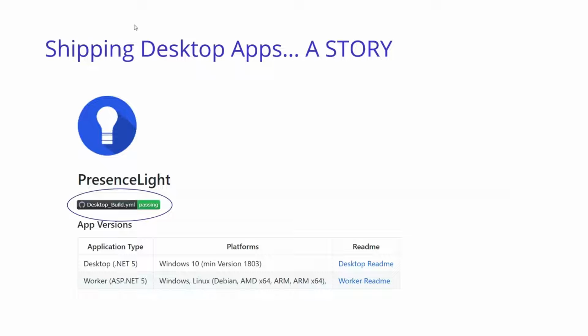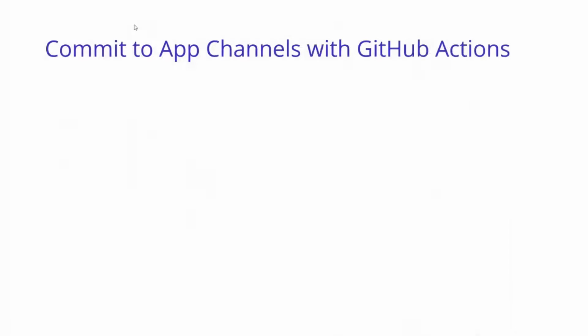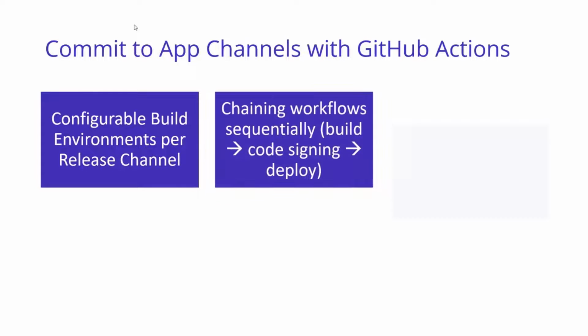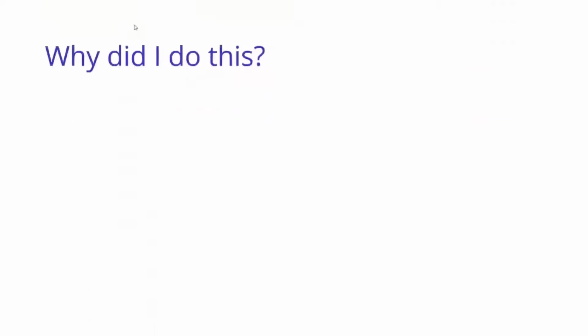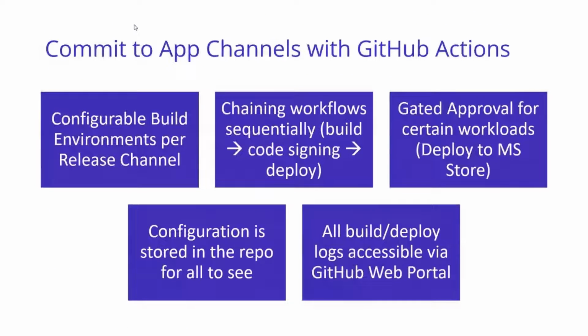So as you can see, that's a screenshot of the README file for my app called Presence Light. And as you can see, there's a desktop build YAML file and it says that it's passing. What that means is that I have full GitHub Actions enabled CI/CD on the app. And what does that actually mean, right? It commits apps to channels with GitHub, right? So I have configurable build environments per release channel. We'll talk about that a little bit later.